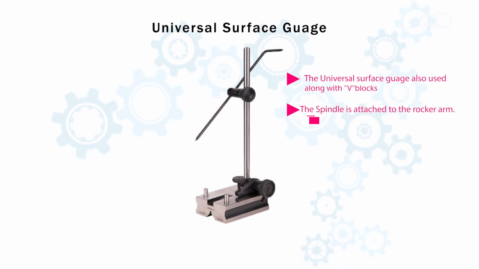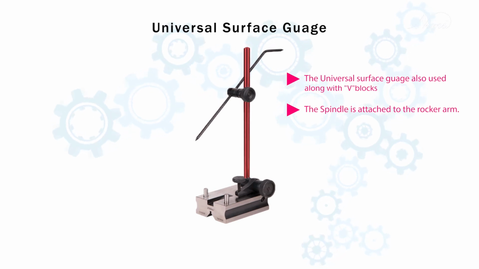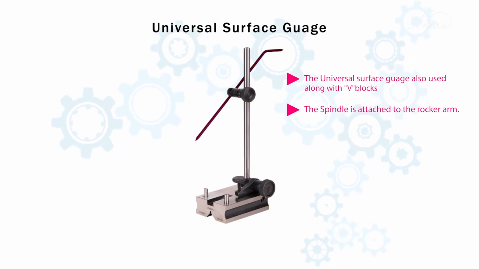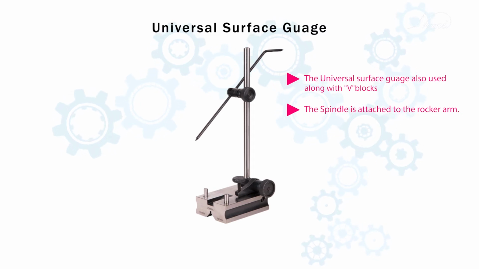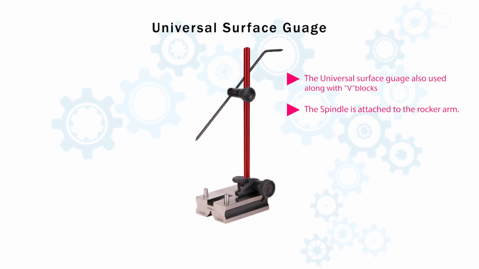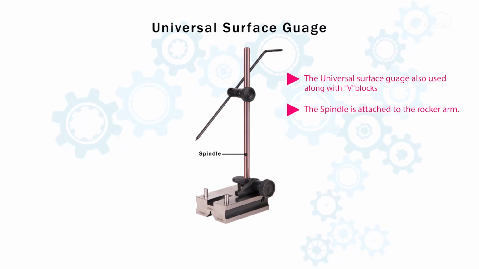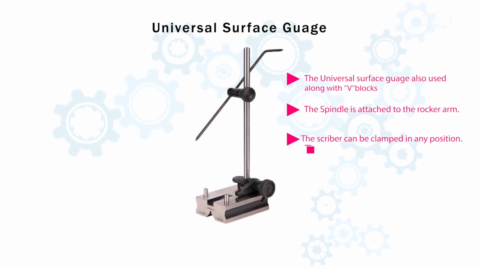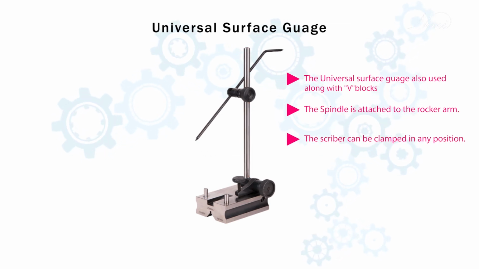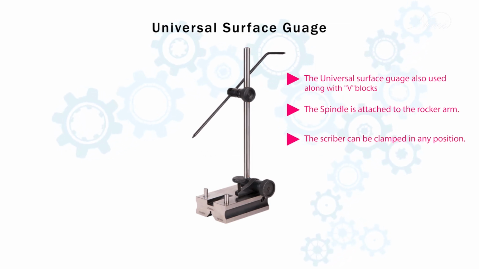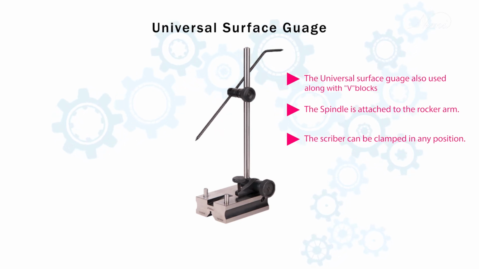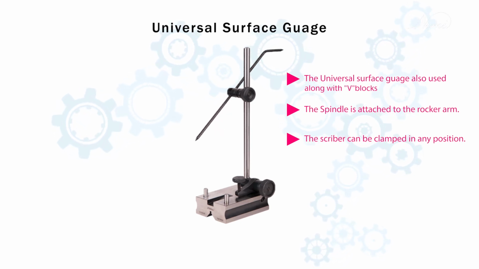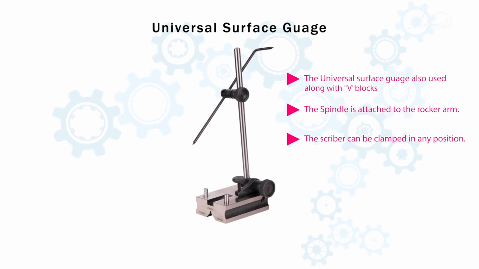There is a vertical bar carrying a scriber, attached by a universal clamp to the vertical bar. This vertical bar is called the spindle. The universal clamp allows the scriber to be adjusted to rotate in all directions, and the universal clamp also has an adjustment screw that can be adjusted in any direction.